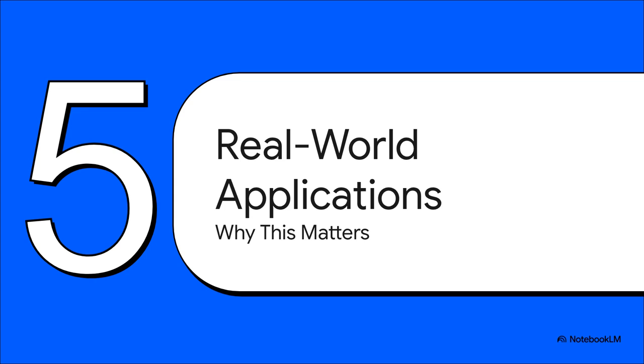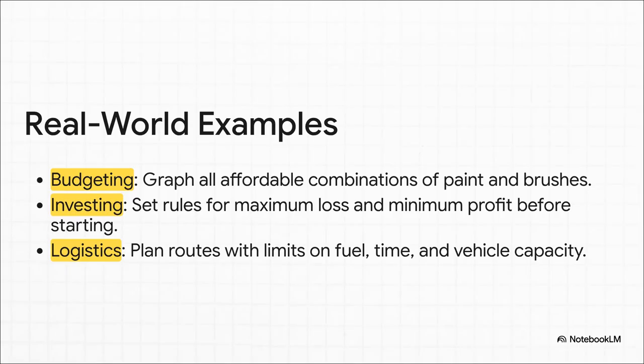Why does any of this matter outside of a math class? Well, let's bring it all back home. I mean, think about something as simple as budgeting. You've got $40 for art supplies. Paint is $6, brushes are $4. That inequality right there, 6x plus 4y less than or equal to 40, perfectly describes your world of options. If you graph it, you can see every single combination of paint and brushes you can afford.